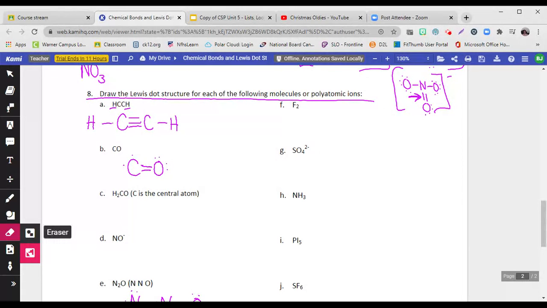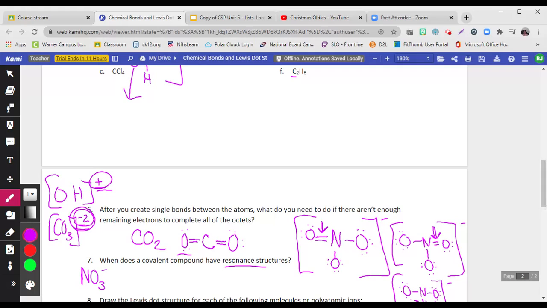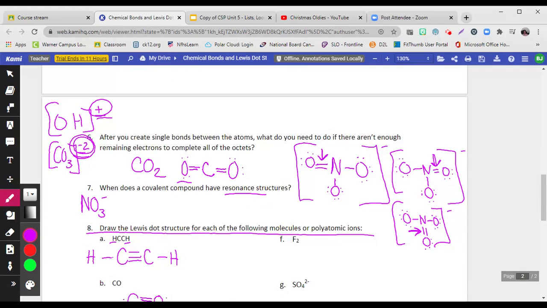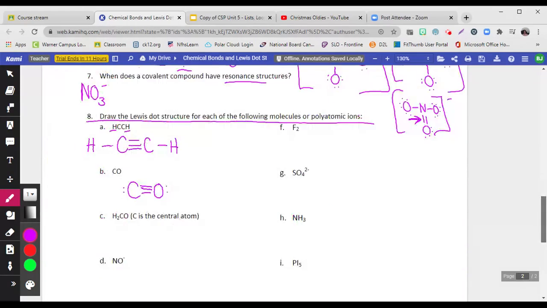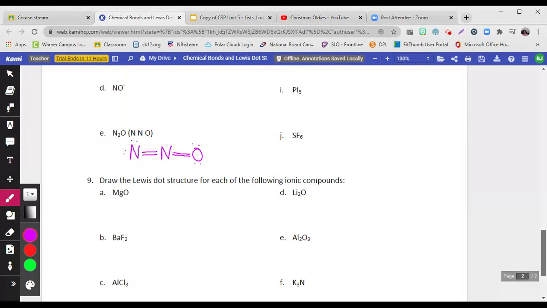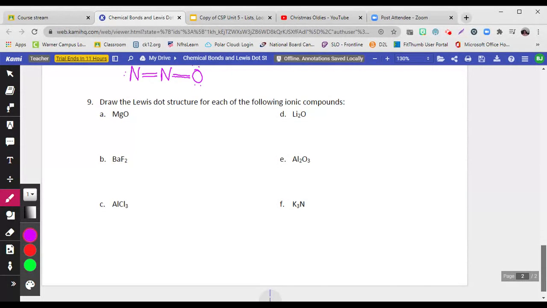So we're going to take one of these and triple bond it. Notice we have an extra valence electron here on the oxygen. We're going to move that so that it is on the carbon. And so now both are full for this. So now you can walk through and do the rest of these there. E was already done for you.